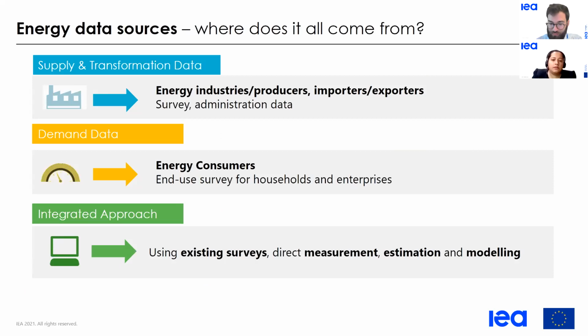Now let's see again very quickly how data are collected, and when and where they come from. So what are the sources for data? For supply and transformation data, most of the data come from energy industries, producers, or importers and exporters through survey or administrative data. For demand data, we usually collect the energy consumers' data through end-use surveys for households and enterprises. And for the integrated approach, we use existing surveys, direct measurement, estimations, and modeling.